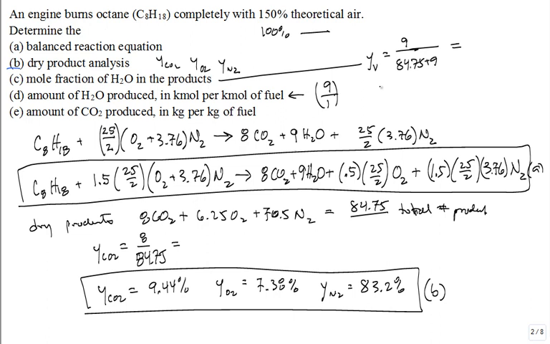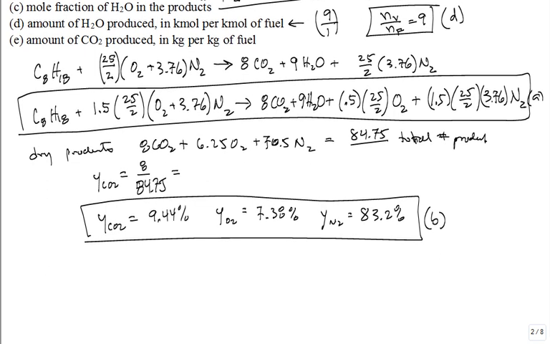So how would I write that? Number of moles of vapor per number of moles of fuel is equal to 9. Answer part D. All right. What about part E? Amount of carbon dioxide produced in kilograms per kilogram of fuel. I need a little more room to do that. I'm going to scoot down just a little bit for part E.